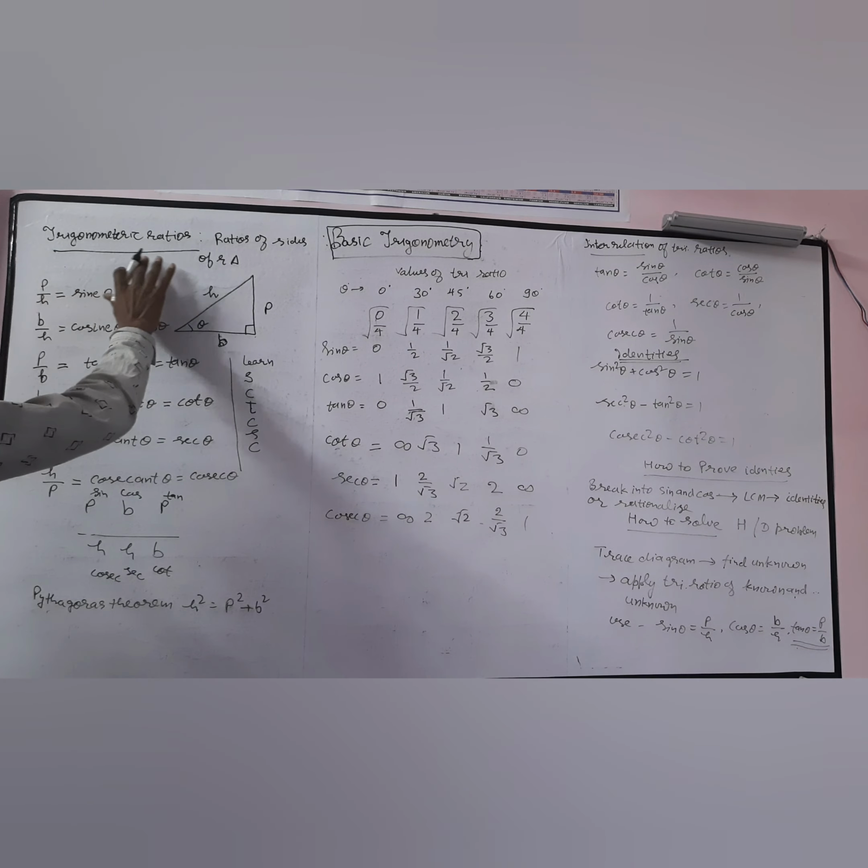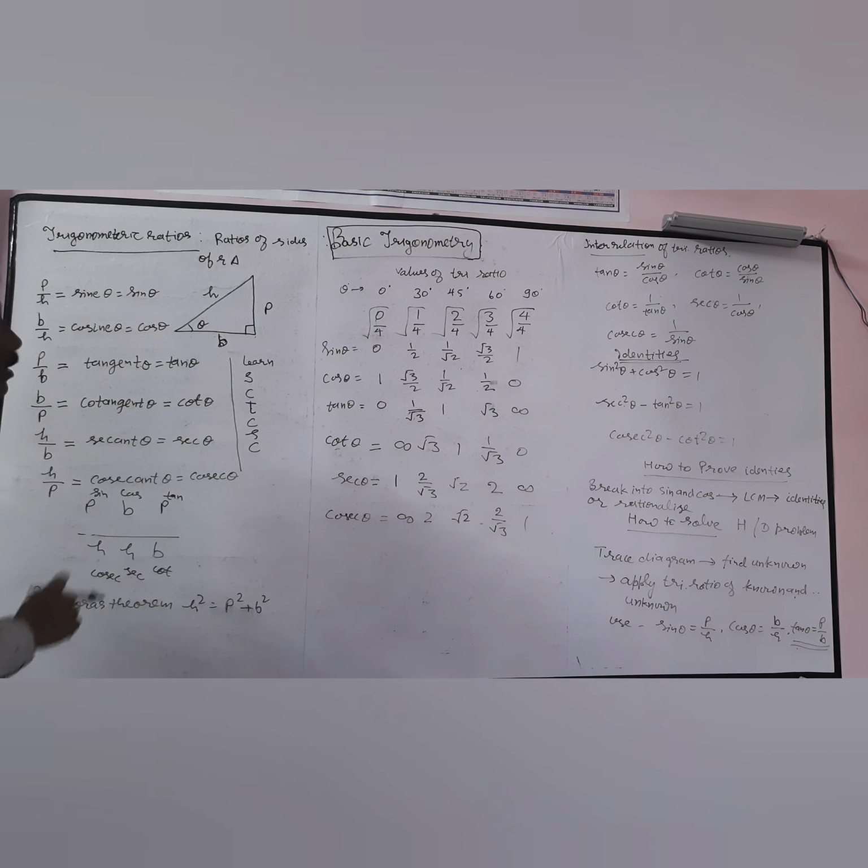First of all, understand what a trigonometric ratio is. The ratio of the sides of a right angle triangle, like P upon H, perpendicular upon hypotenuse, is known as sin theta. Similarly, base upon hypotenuse is cos theta, and so on. These are the basic ratios of trigonometry, and their formulas in terms of the sides of the right angle triangle can be learned by this basic formula.